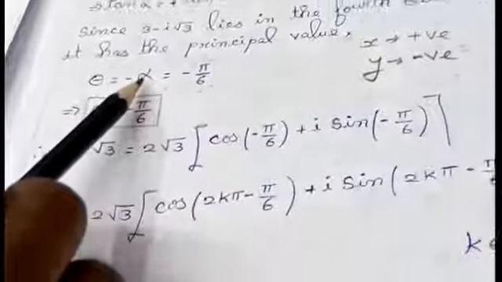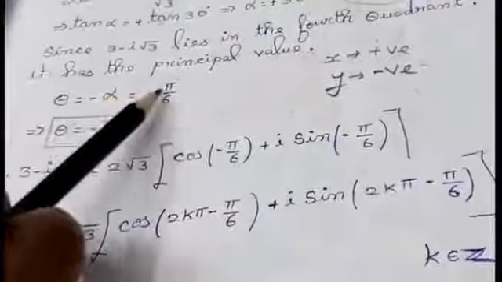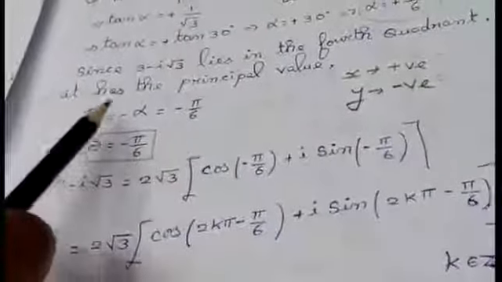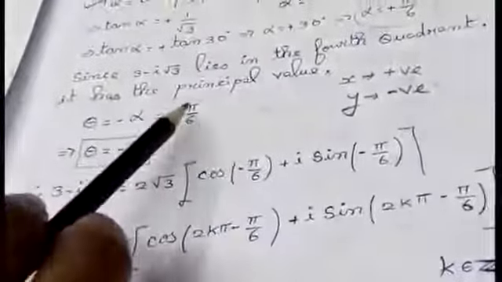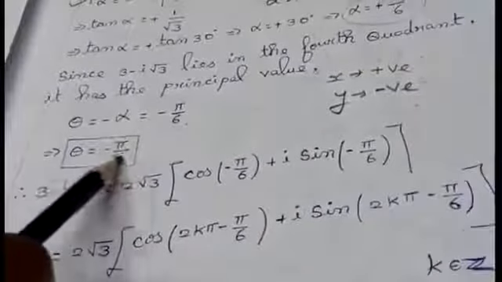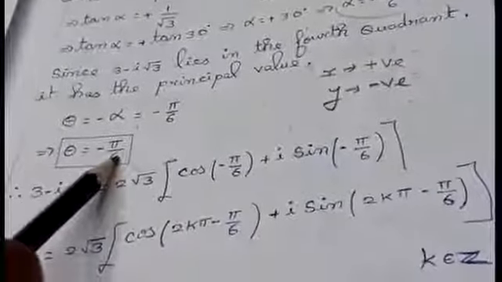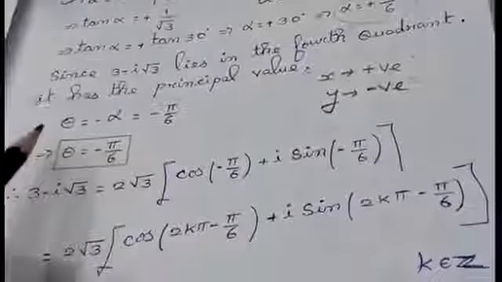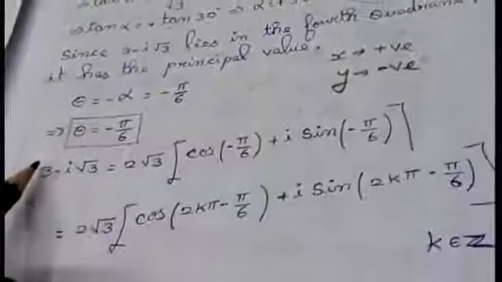So what is the value for α I got here? π by 6. I am going to replace here, that is minus π by 6. Since in the formula I am having negative, I am writing it as minus π by 6. θ equals minus π by 6. After finding this, I am replacing r and θ in equation 1. That is, from 1 I am going to write like this.